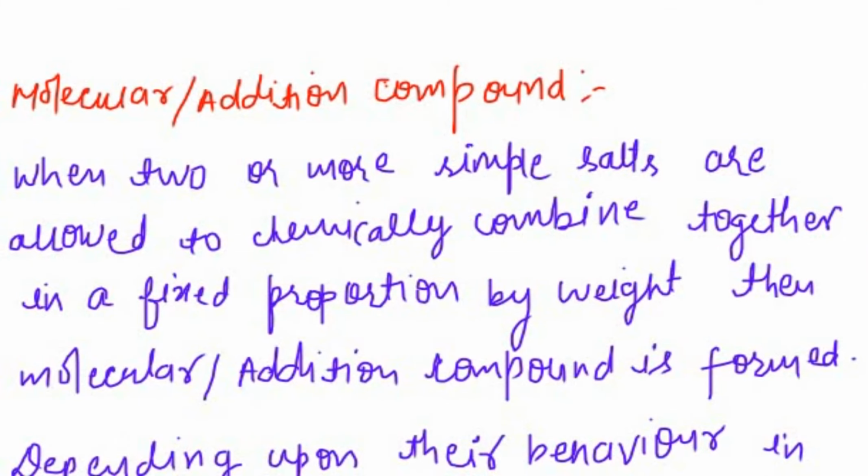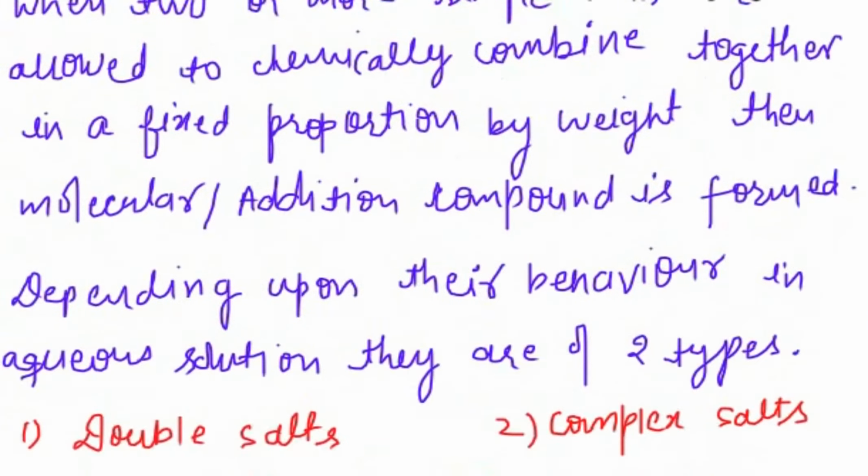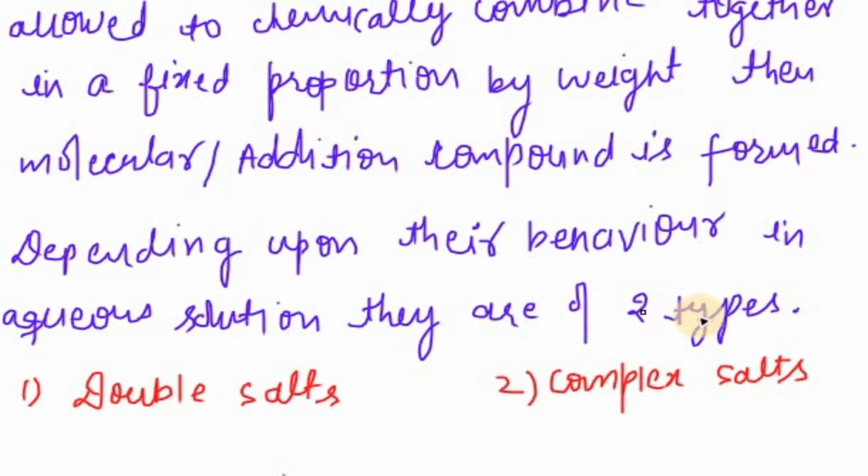So let's talk about what molecular addition compounds actually are. When two or more simple salts are allowed to chemically combine together in a fixed proportion by weight, then a molecular addition compound is formed. Depending upon their behavior in aqueous solution, they are divided into two types, as we have seen previously: one is double salt and one is complex salt.